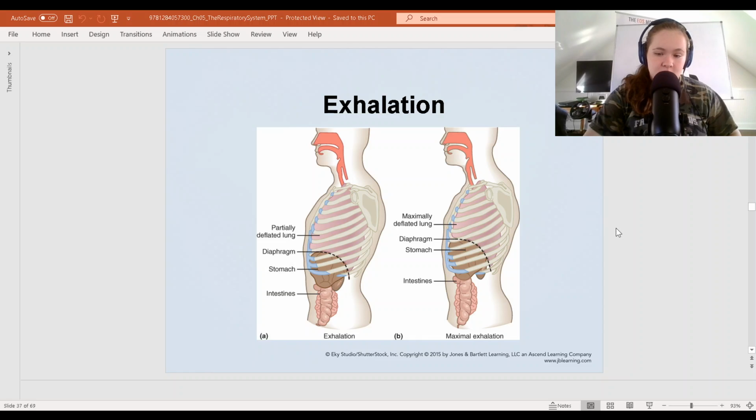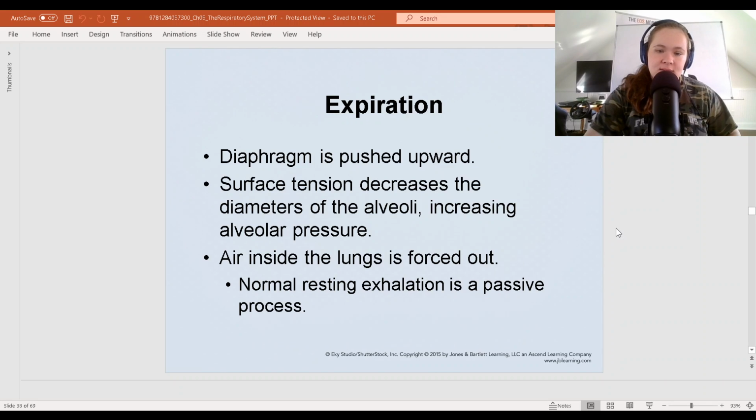Exhalation. Here we have everything sort of pushes up into the diaphragm. And when you inhale, it all sort of tenses up. So that exhalation is when everything just relaxes. Expiration is the diaphragm pushing upward.